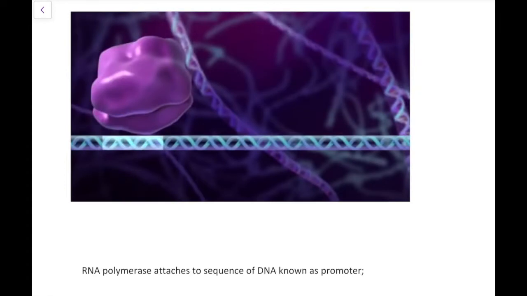So although it doesn't quite show it on this picture, once it's attached to that sequence, we can say RNA polymerase attaches to the sequence of DNA which is known as the promoter. So it's coming down, it's going to sit on that sequence, binding to it, and this is through attractions, interactions between amino acids in the RNA polymerase and the sequence in the DNA.